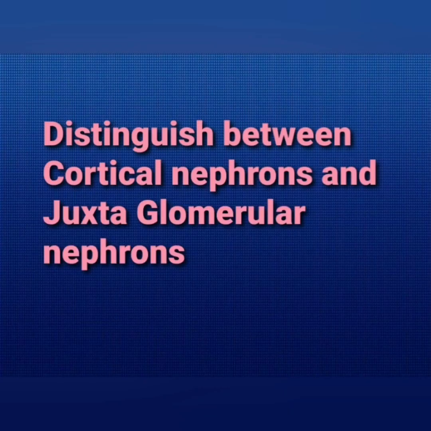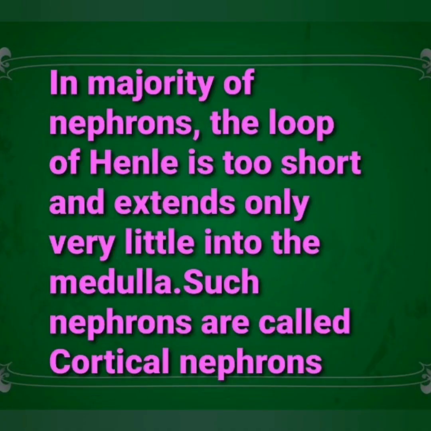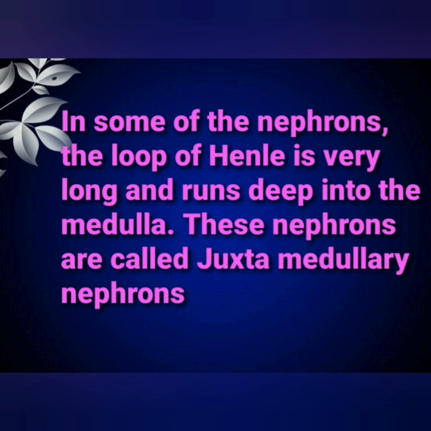Now distinguish between cortical nephrons and juxtamedullary nephrons. In majority of nephrons, the loop of Henle is too short and extends only very little into the medulla, and such nephrons are called cortical nephrons. Now in some of the nephrons, the loop of Henle is very long and runs deep into the medulla, and these nephrons are called juxtamedullary nephrons.